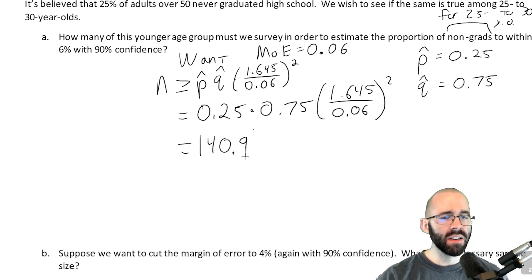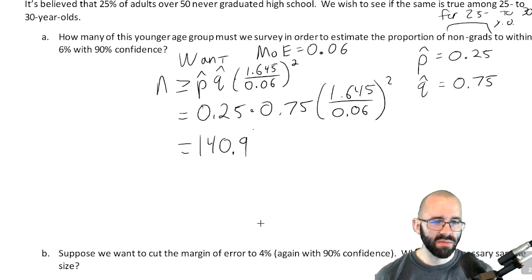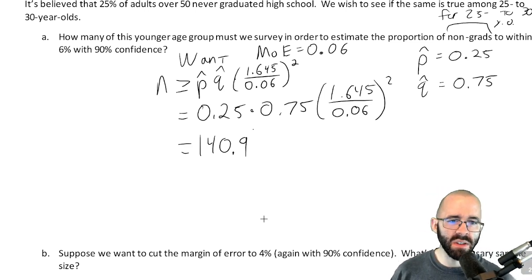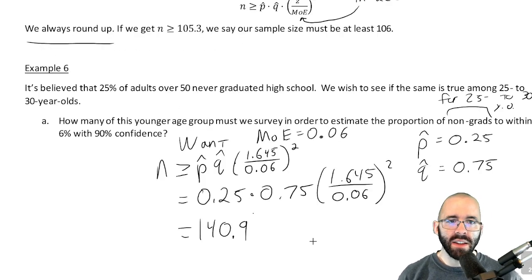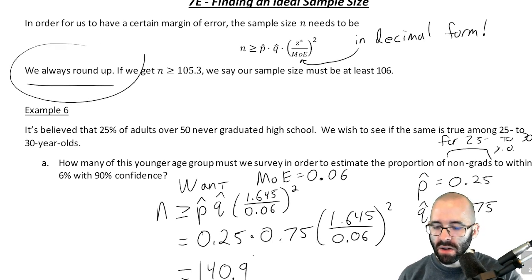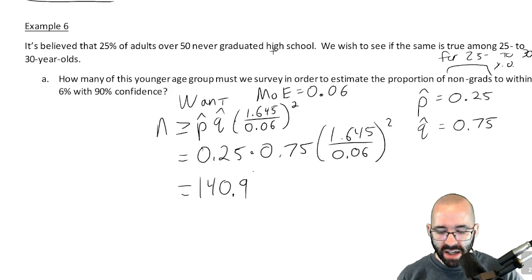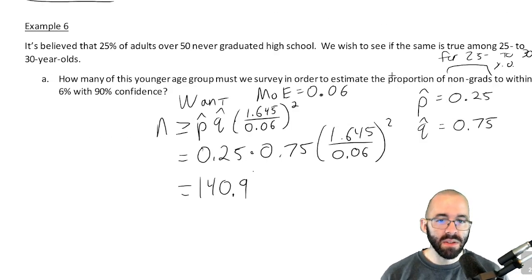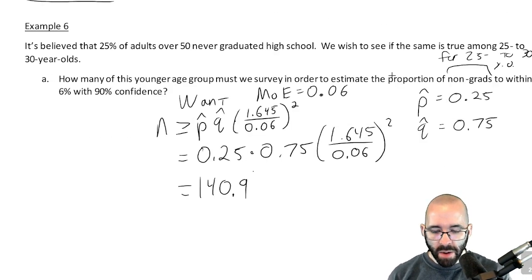Why am I not rounding? Why am I rounding so close? Why am I not including more decimals? Because we're going to round anyway. But the important thing is we always round up for sample size. We need to ask at least this many people. So how many must we survey?